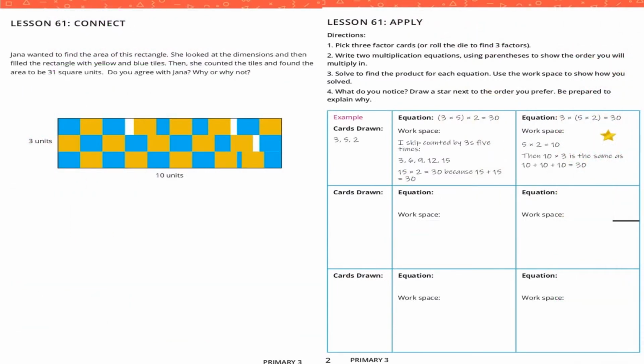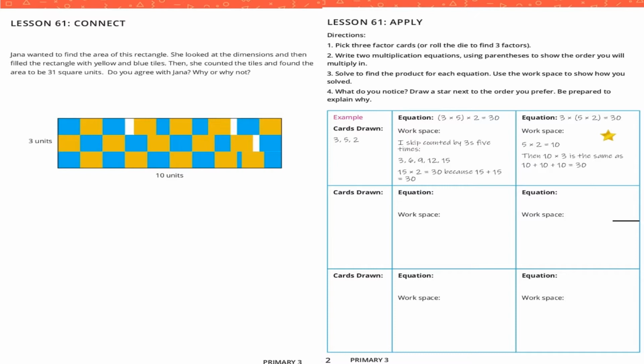Let's start solving our math book. Lesson 61. Let's start with the connect part. Jana wanted to find the area of this rectangle. We have a rectangle here. Jana wants to find the area. She looked at the dimensions and then filled the rectangle with yellow and blue tiles. Then she counted the tiles and found that the area is 31 square units. Do you agree with Jana?